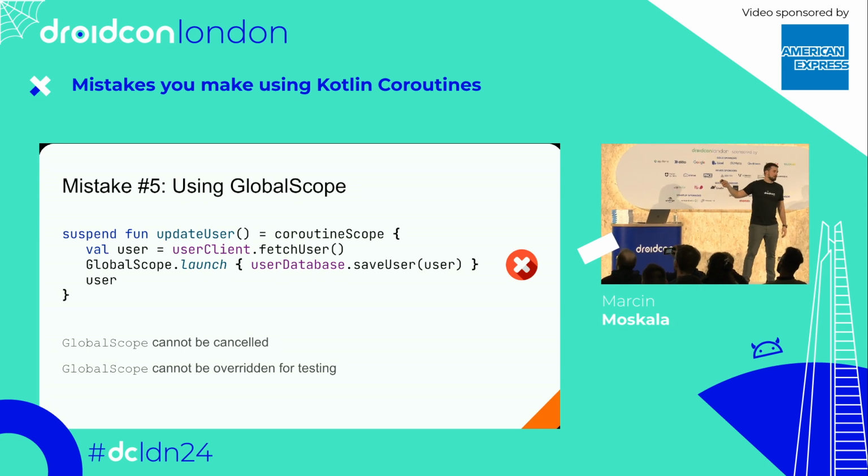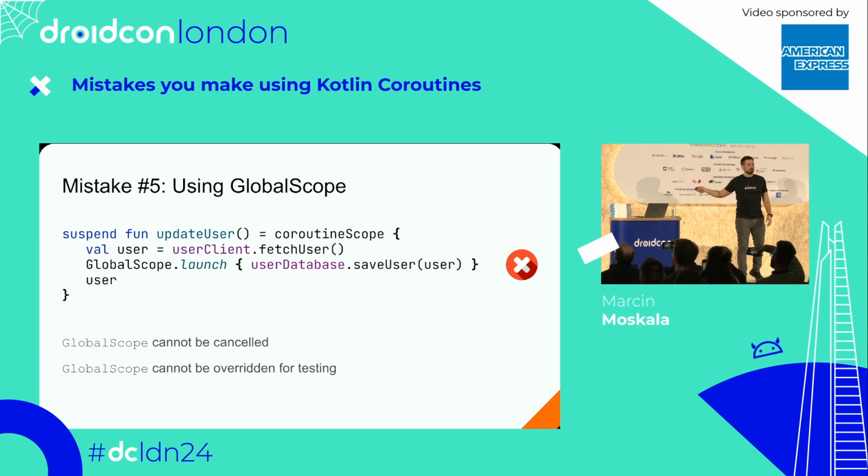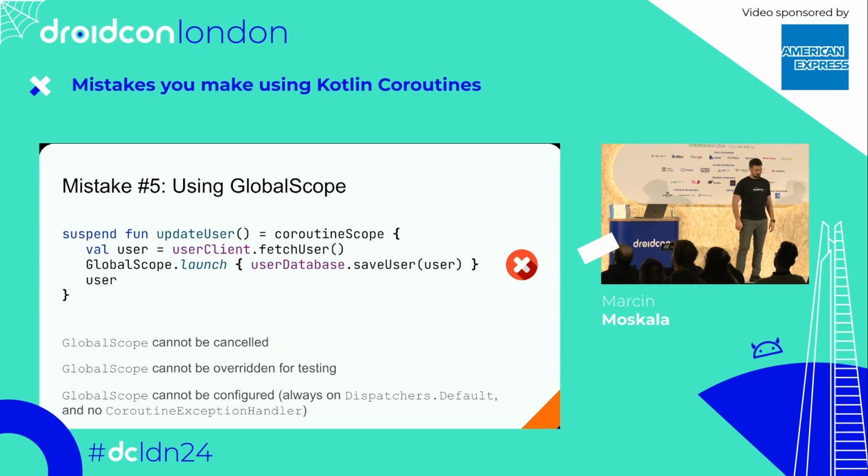You cannot test it if you use a global scope, and if you want to introduce tests, then you need to replace all the global scopes, count them down, and you better be prepared in the first place. And it cannot be configured. You cannot set dispatcher or exception handler.